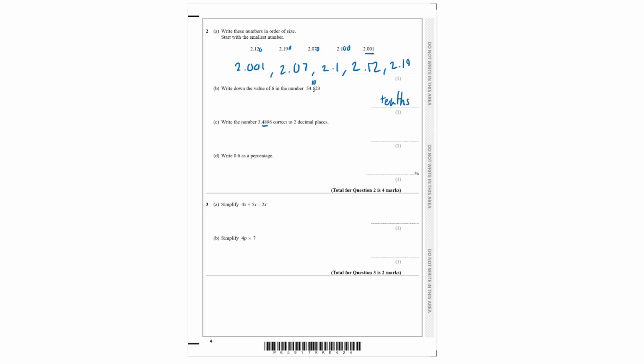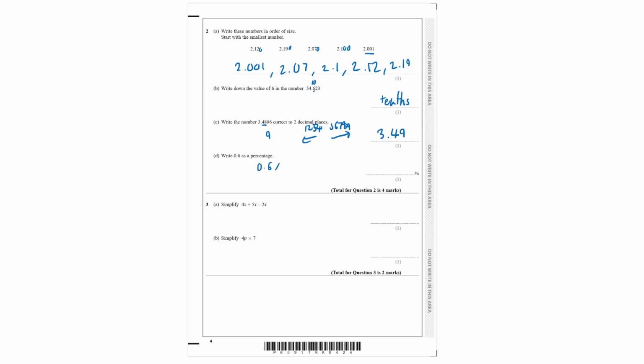Write the number 3.4896 correct to 2 decimals. So if this is the second decimal, we look at the value after it, which is 9. And according to 1, 2, 3, 4, 5, 6, 7, 8, 9, 1 to 4 we round down, 5 to 9 we round up. Since it's 9, that means we round this value up. So instead, we have 3.49.